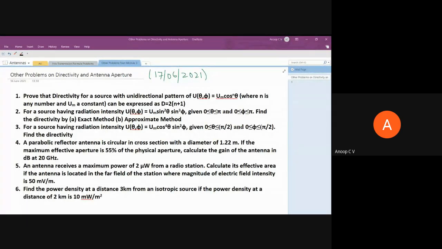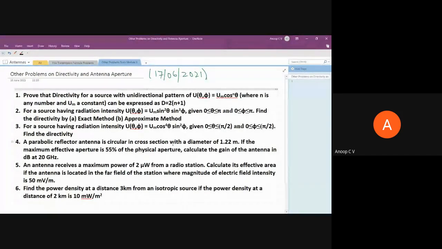We have been solving problems related to spatial parameters of antenna. Yesterday we solved three to four problems, on the Friis transmission formula, that is radio communication link, and one problem on directivity, the first problem. We have solved that problem yesterday. So today we will be solving other problems.